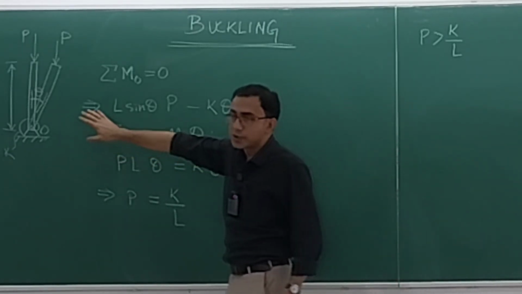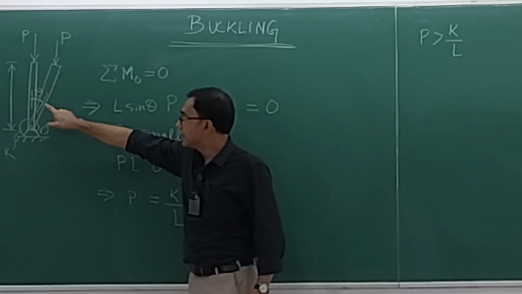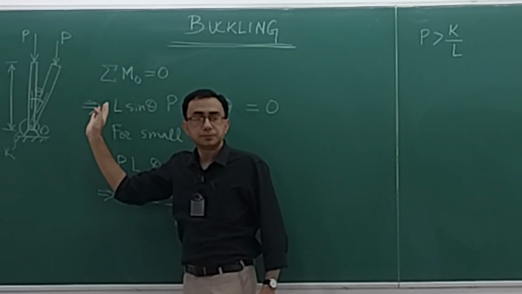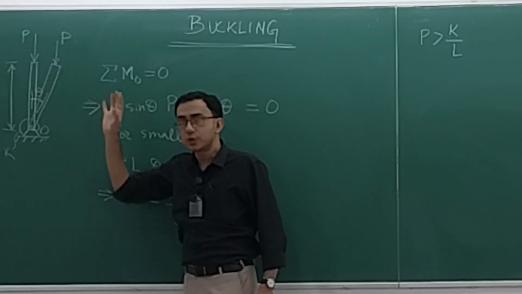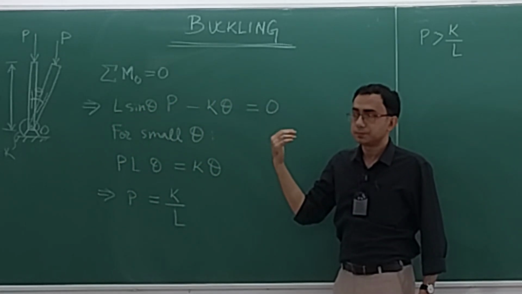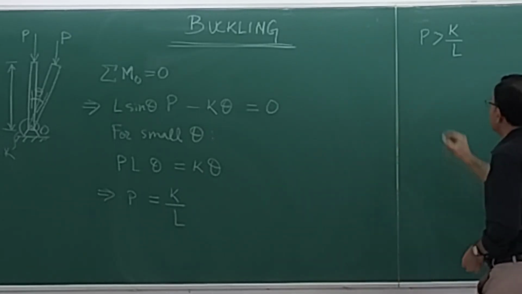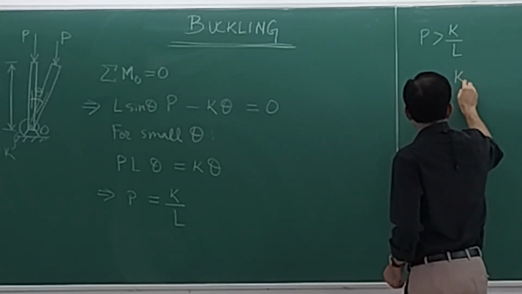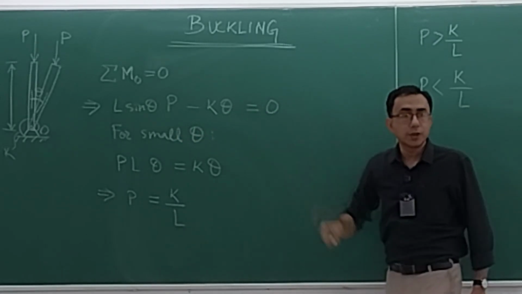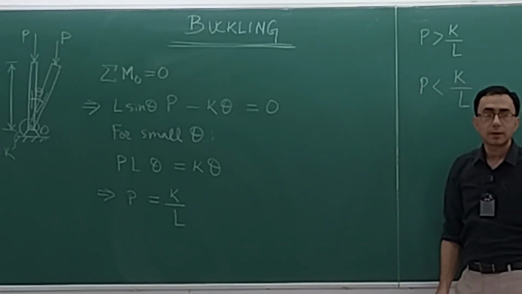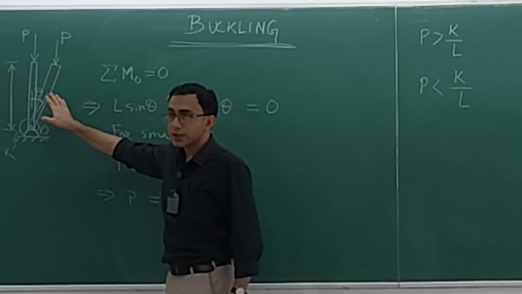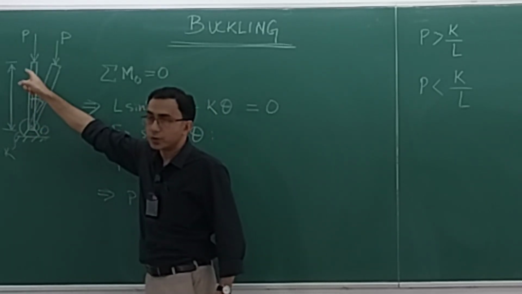This position will not be at peace with itself. Rather, the tendency is that if I disturb it a little bit, it will have a tendency for the theta to grow. Okay, if I disturb it a little bit, the situation is such, because P is greater than K by L, the theta will have a tendency to grow. Okay, the opposite situation is this, that P is less than K by L, which will happen if L sine theta P is less than K theta. In that case, what is going to happen? So theta has a tendency to decrease. So if I disturb it a little bit, the situation is such that this torsional spring will bring it back to its original position.